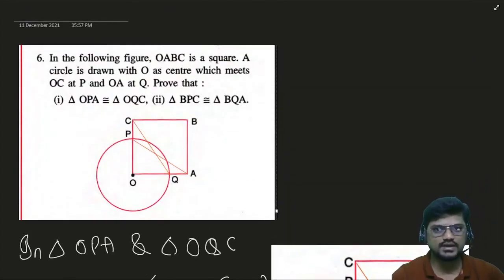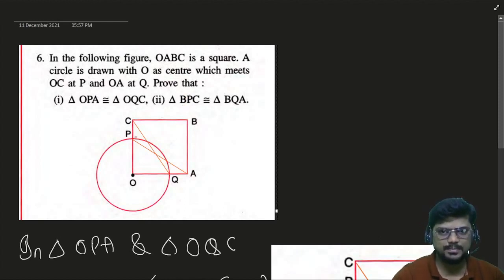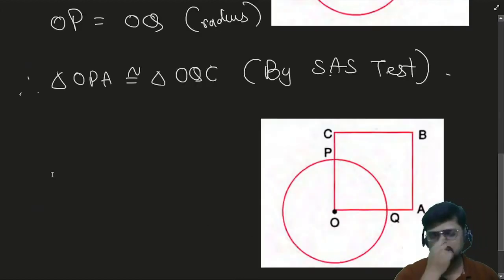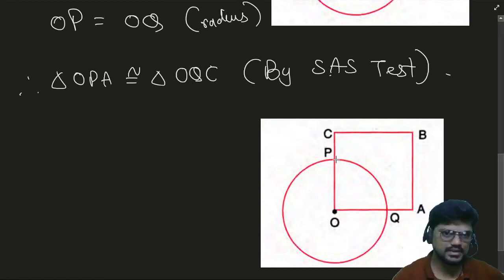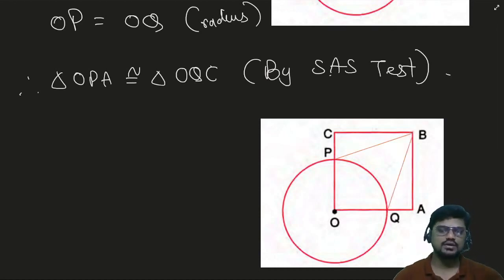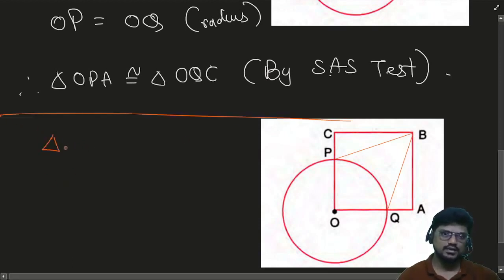Now you have to prove that triangle BPC is congruent to triangle BQC. Tell me how you can prove this. How can we say that the two triangles are congruent? In triangle BPC and BQC, can I say BC? Yeah, please tell.